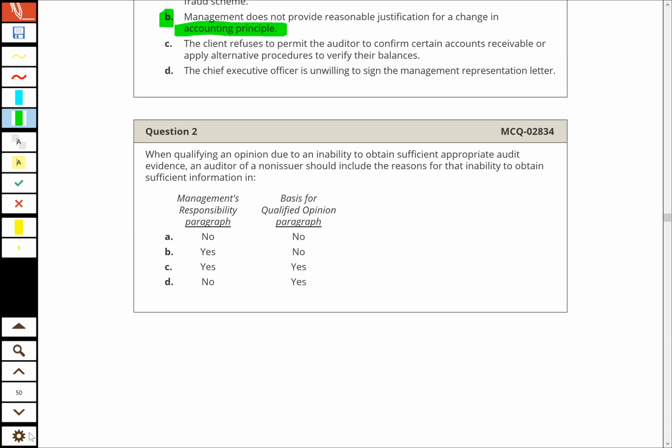I'm not sure why you would think B or C. If someone wants to share why they thought B or C is good: you never change the management responsibility paragraph, ever. Management does not get off the hook for their responsibility, ever.